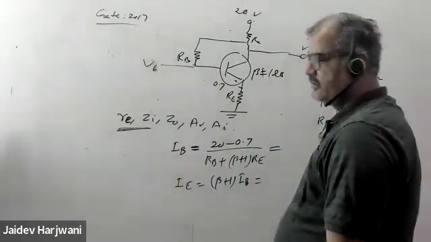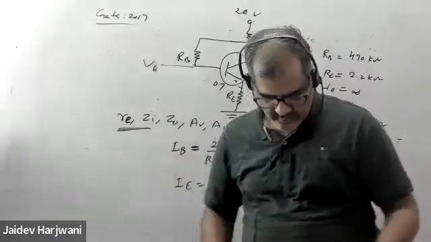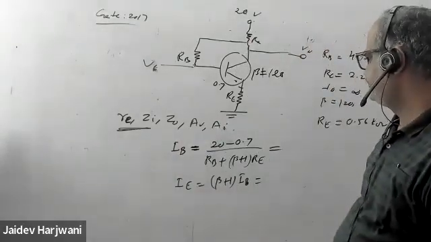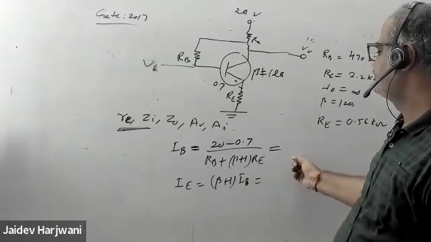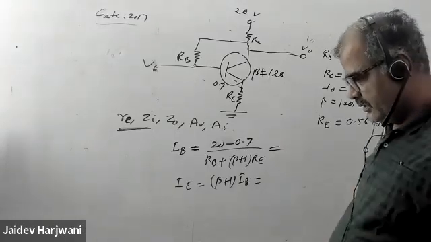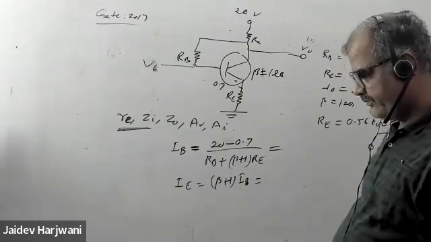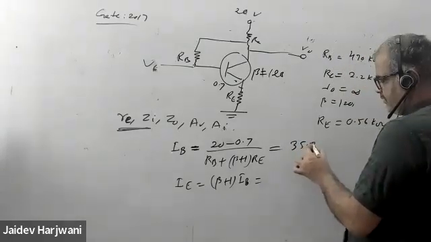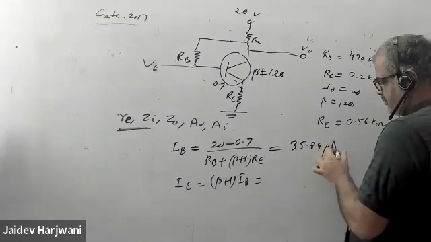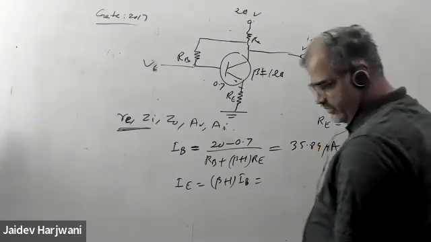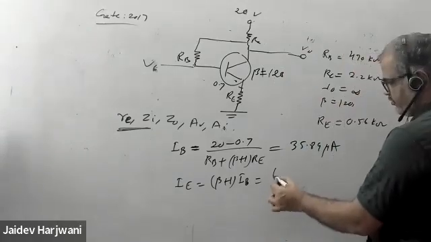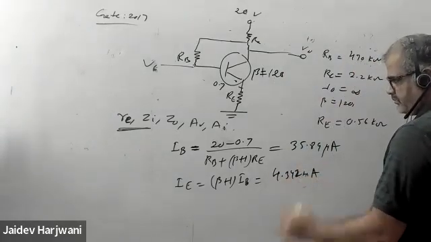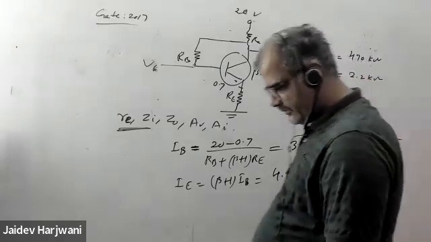So tomorrow there will be the last class for analog. We'll focus only on digital. कितना आ रहा है? 35.89 आ रहा है क्या? And this should come 4.342 milliampere.